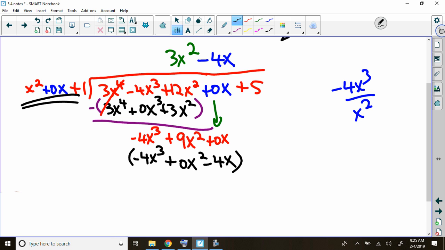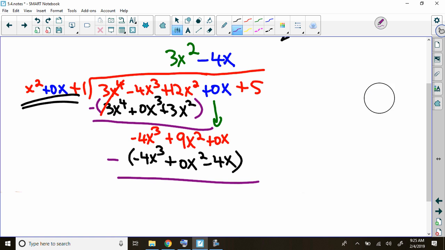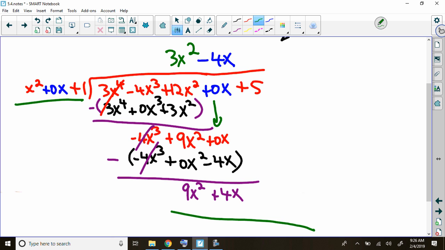So now we're going to have to subtract. Negative 4x cubed minus negative 4x cubed, those are going to cancel. 9x squared minus no x squared leaves 9x squared. 0x minus negative 4x is going to be plus 4x. Now up here we've got a trinomial, and down here we're going to need a trinomial. So what's next? We've got to bring down the plus 5.